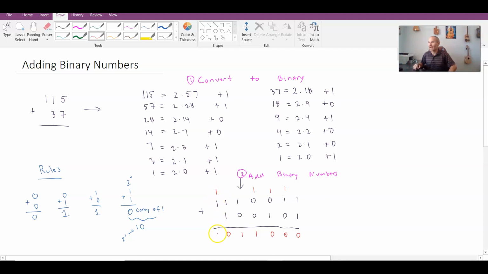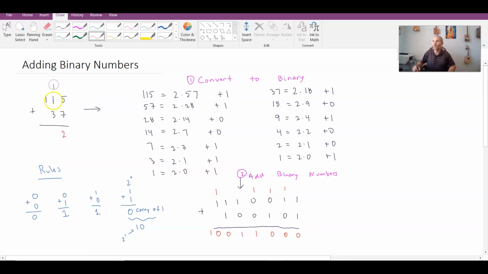Well, that means I have 0 2 to the sixth and 1 2 to the seventh. So my final answer is 1 0 0 1 1 0 0 0. And the way we can check this is we can do our standard addition here.